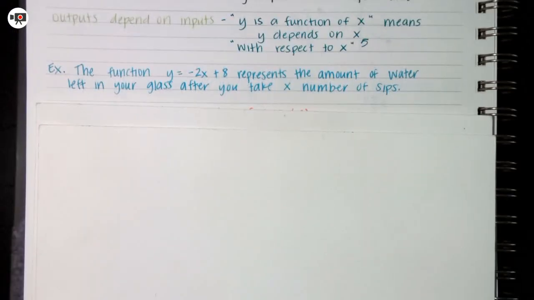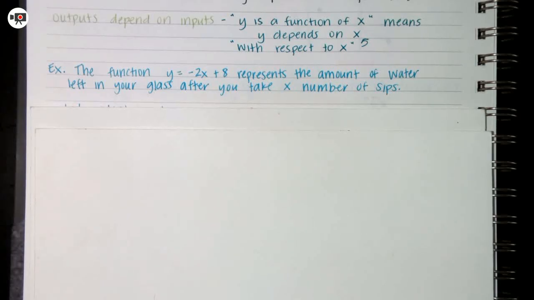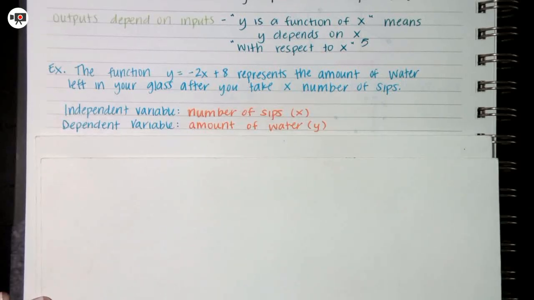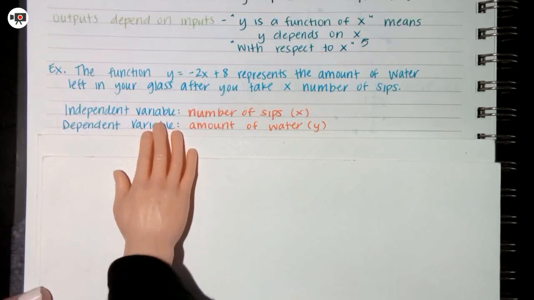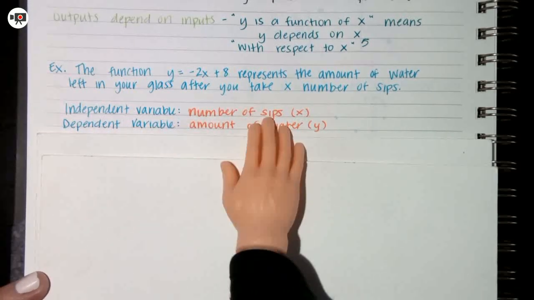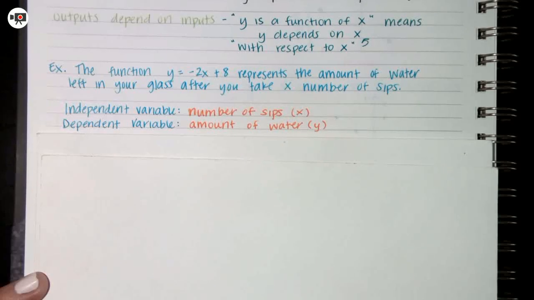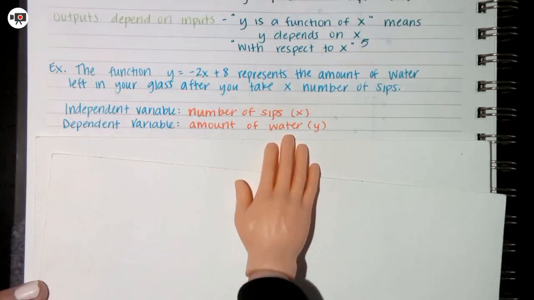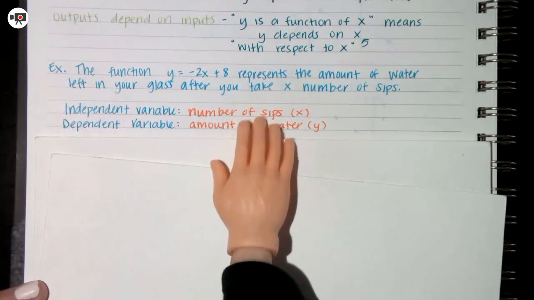Alright. The function y equals -2x plus 8 represents the amount of water left in your glass after you take x number of sips. So I'm drinking water, I start with a full glass. Each sip is the same size, and then we're going to figure out the independent variable. So the number of sips, that can change, and we do not need to know the amount of water to know how many sips we took. The dependent variable is the amount of water. How much water is left in the glass depends on how many sips you take.